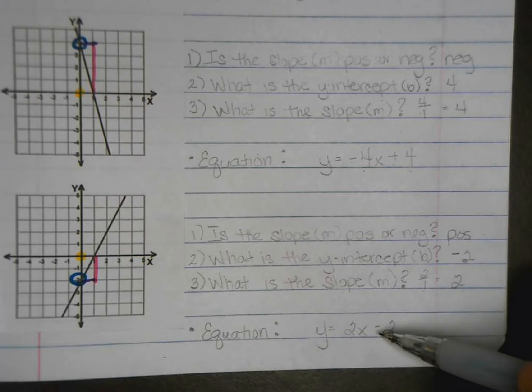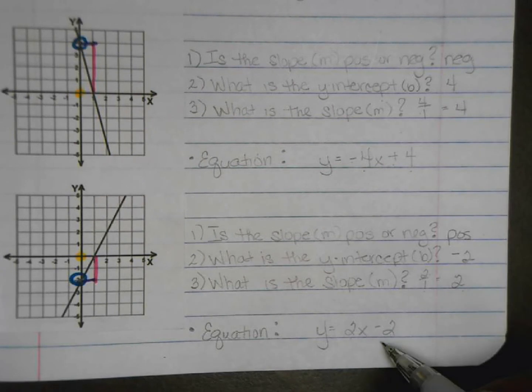Now, don't get confused, but we're good with our integers. I know it says plus b, but if my b is negative, I'm going to put it in as a negative, okay?